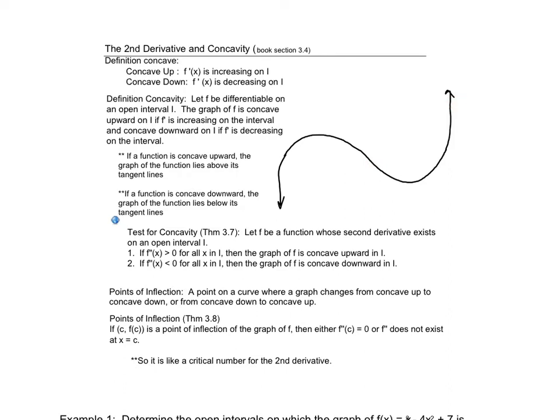That point where it transitions and changes concavity is called the point of inflection. It occurs when either the second derivative is 0 or it does not exist, so it's very similar to a critical number for a second derivative.